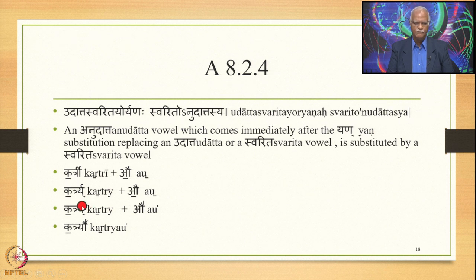And so this sutra 824 applies over here, and we have kartriya plus au, and this au, which is an anudatta, gets converted into a svarita, and this ka remains an anudatta, but this au is the svarita. This is how it is shown, kartriyau. So ka is anudatta, au is svarita, which is considered to be the svatantra svarita, kartriyau.